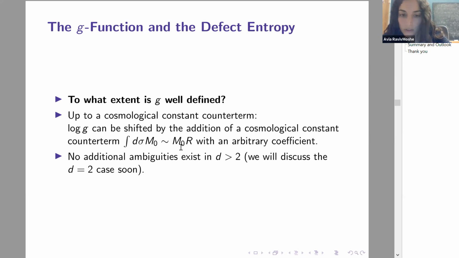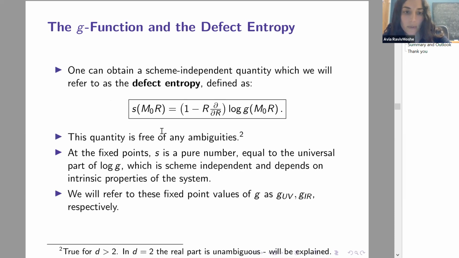We will discuss the two-dimensional case really soon, but already this cosmological constant possible counter term motivates us to define the following quantity S that we will call the defect entropy. It is defined as simply 1 minus R partial R of log G. And by its definition, it is scheme independent and free of any ambiguities, at least in dimensions larger than 2. I will discuss the two-dimensional case on the next slide.